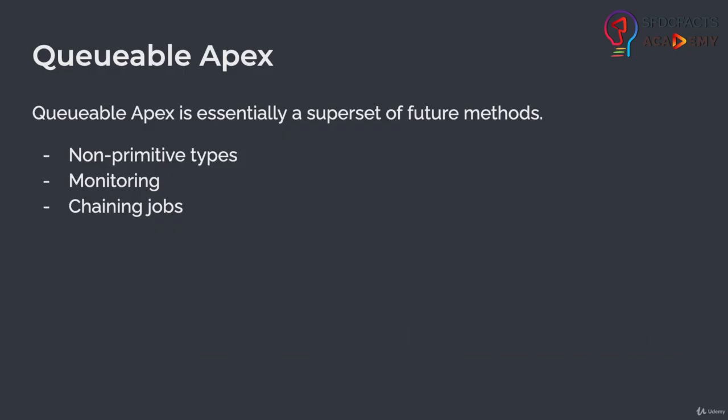Unlike future methods, the Queueable Apex allows you to chain your jobs. So this means you can call another Queueable class from a Queueable class. So these are some of the advantages over future methods. But I would still prefer using the future methods because of their simplicity, and I would only use the Queueable Apex when it's absolutely necessary. But it totally depends on you which solution you want to use.